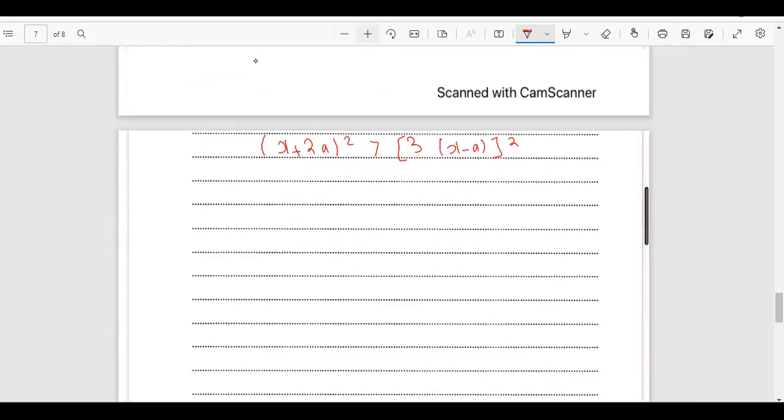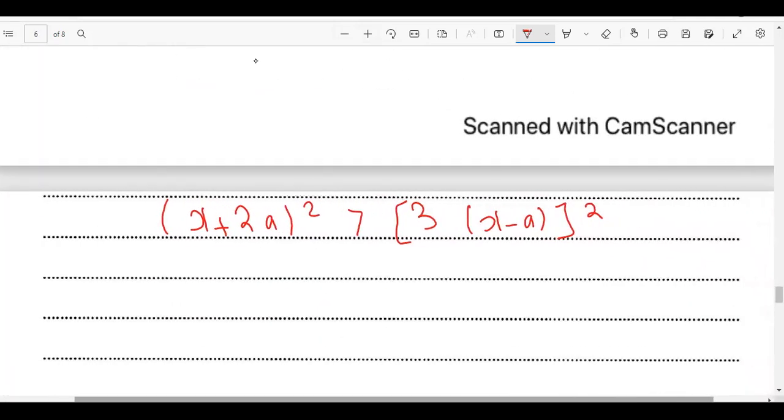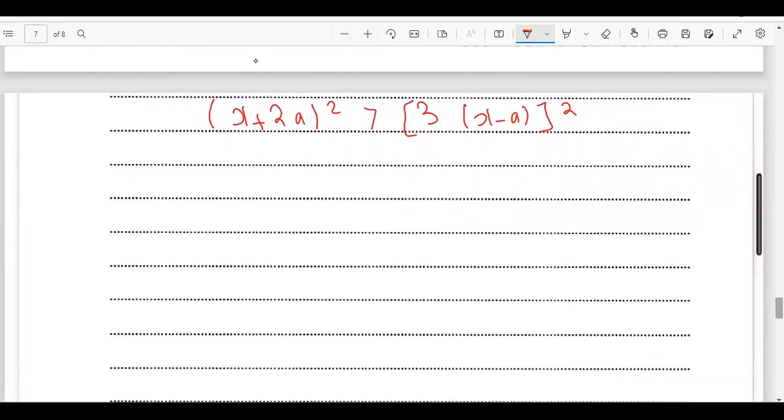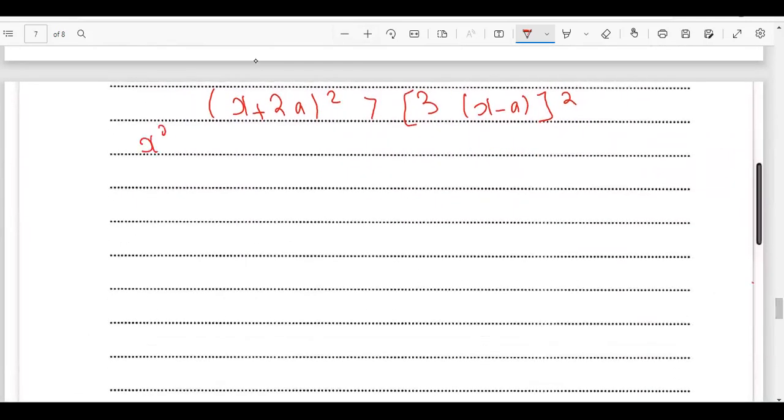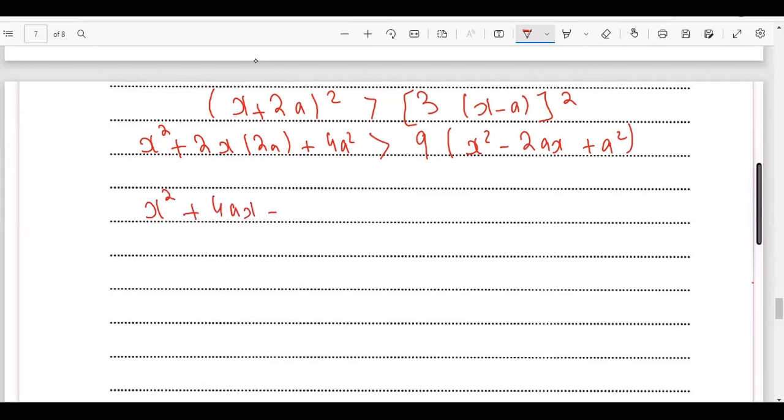Okay, let's expand this. So this would become x squared plus 4ax plus 4a squared greater than 9 because it is 3 squared and then I'll be squaring this part. So x squared minus 2ax plus a squared. Let's simplify this: x squared plus 4ax plus 4a squared greater than 9x squared minus 18ax plus 9a squared.